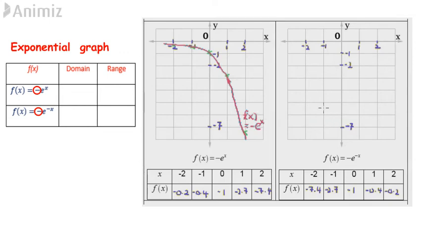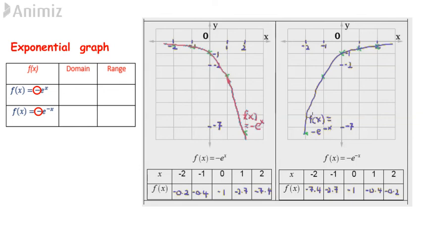We proceed to the last one, negative e raised to the power negative x. Plot all the points. Draw a smooth curve. The curve is below the x-axis and travels toward negative infinity. Label the graph as f(x) equals negative e raised to the power negative x.